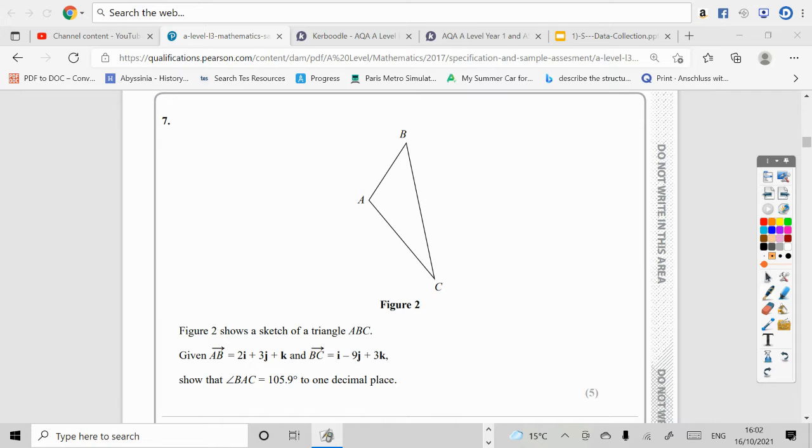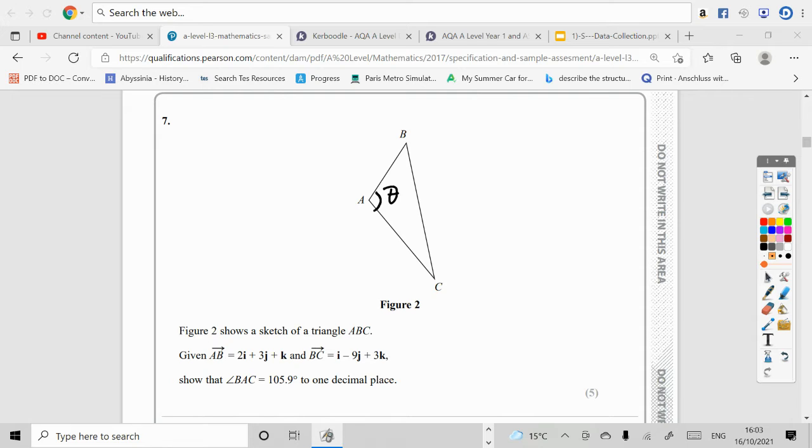Okay, this is question number 7. Figure 2 shows a sketch of a triangle ABC, which is above. Given that AB is 2i plus 3j plus k, and BC is i minus 9j plus 3k, show that angle BAC is 105.9 degrees to 1 decimal place, which is that angle. That angle I shall call angle theta, just for myself.